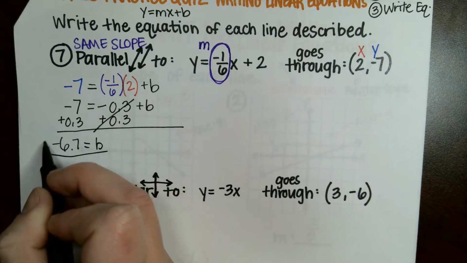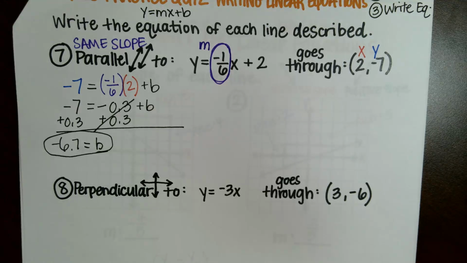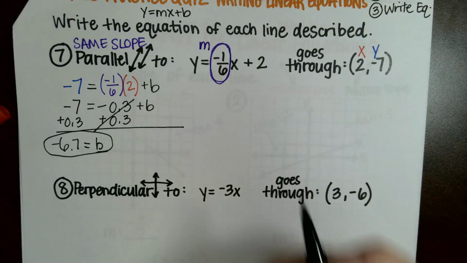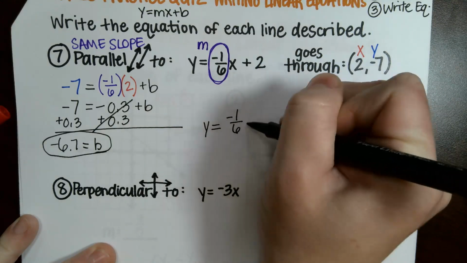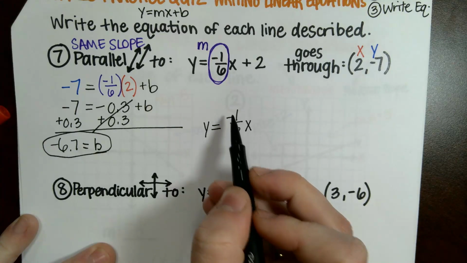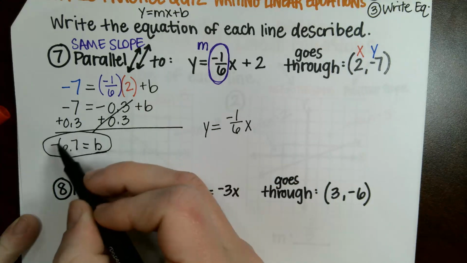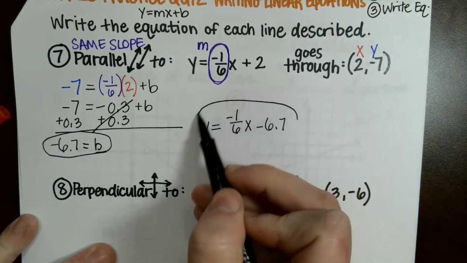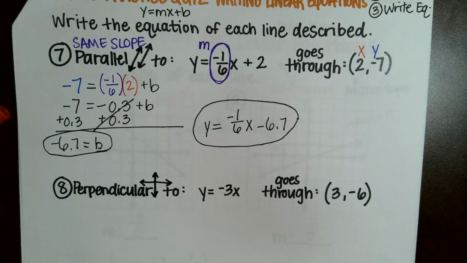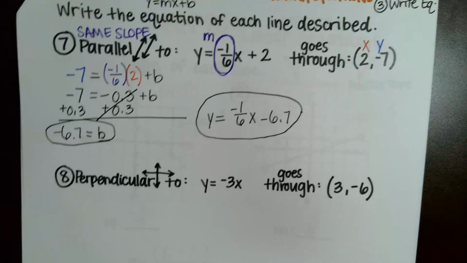Good. All right, we have our m, we have our b. Now what do we do? Write the equation. What's my equation? y equals -1/6 x minus 6.7. Perfect. y equals -1/6 x minus, because we've got a negative number, minus 6.7. That's it. That's your equation. Good job, guys. Anybody have any questions? Do we all feel okay about that? Okay. Awesome. Can we move on to number 8? All right, let's do it.